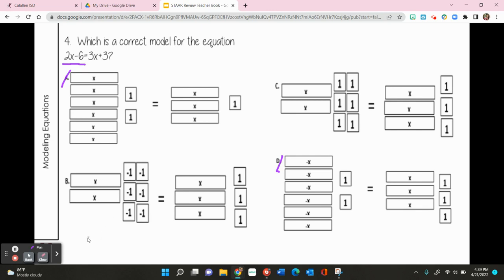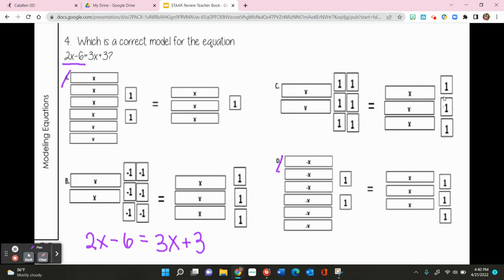Looking at b, I have 2 x's, and I have 1, 2, 3, 4, 5, 6 negative 1's. So this is minus 6 equals the right side of our equal sign. And on the right side of our equal sign, I have 1, 2, 3 x's, so 3x, plus 1, 2, 3 ones, so plus a positive 3, which seems to match my equation above.